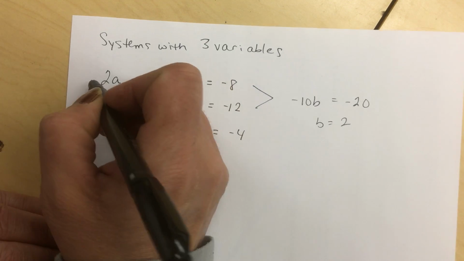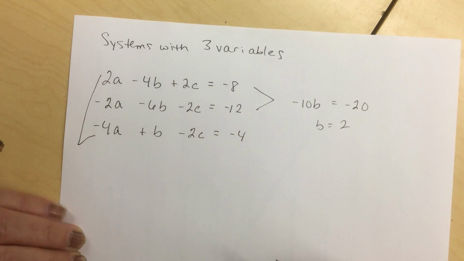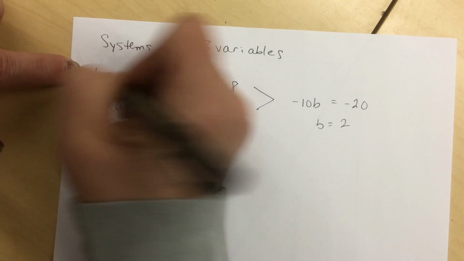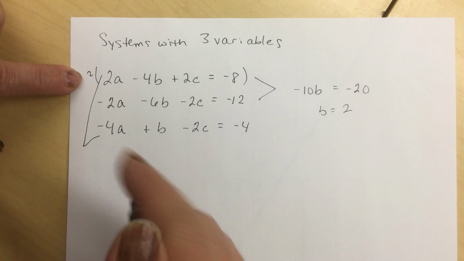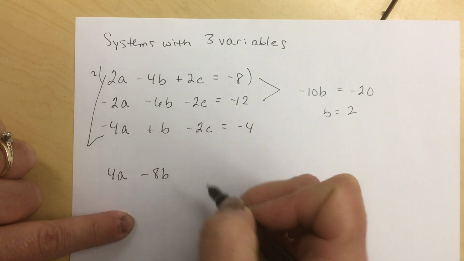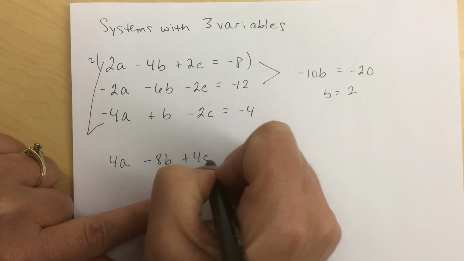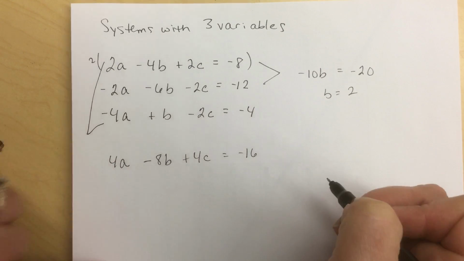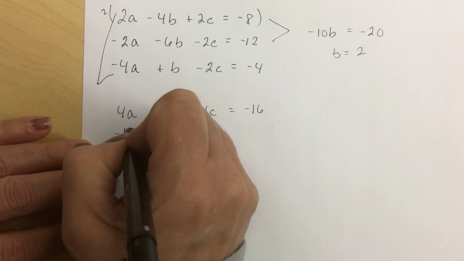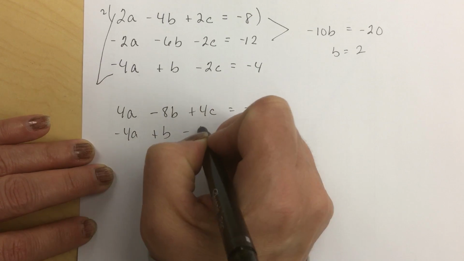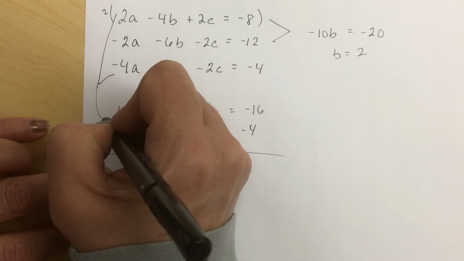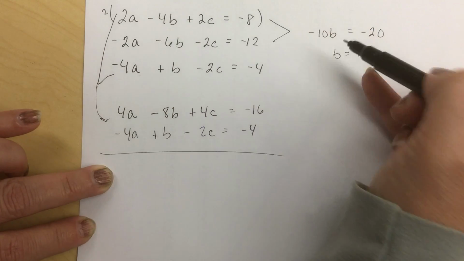So if I pick the top one and the bottom one, then I need to multiply the top one by a positive 2, okay? So if I multiply that by a positive 2, that gives me a 4a minus 8b plus 4c equals negative 16. And then if I add it to the bottom one, I'm just going to rewrite it here. You can hardly write out too much when you're doing these problems. And I even draw an arrow. Like those two gives me that, and those two gives me that.